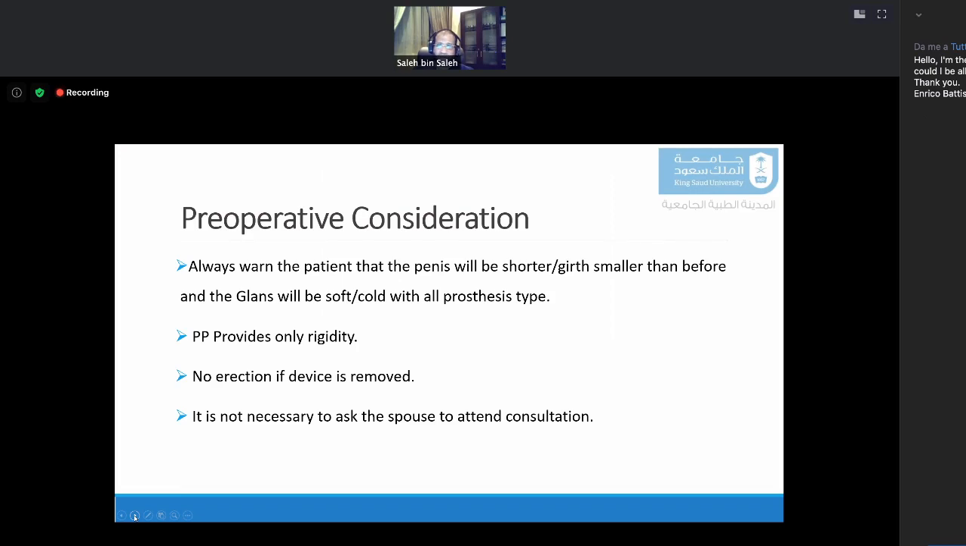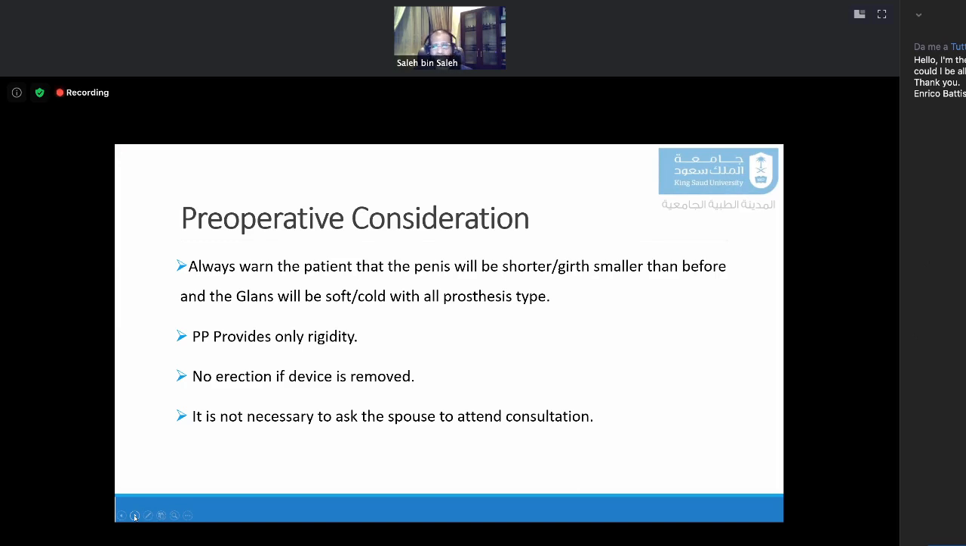You have also to consider and discuss with the patient the reoperation rates, the prosthesis survival time, and the costs before selecting the prosthesis. Also, in my practice, I always warn the patient that the penis might be a little bit shorter and the girth might be a little bit smaller than before. Again, this is the strategy of lowering the patient's expectation to avoid any troubles later on postoperatively. The glans might be soft, might not be supported very well, and might be cold, which is correct with any type of penile prosthesis.